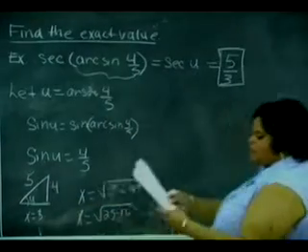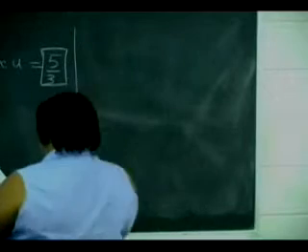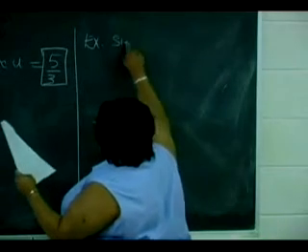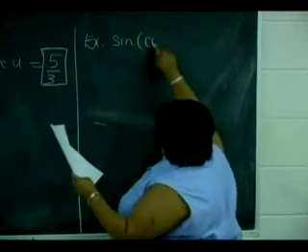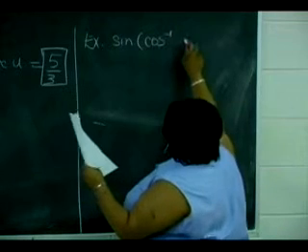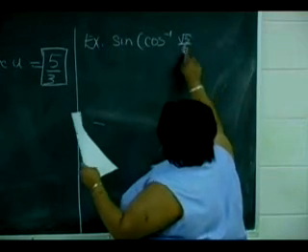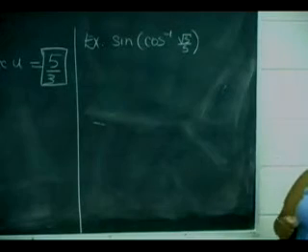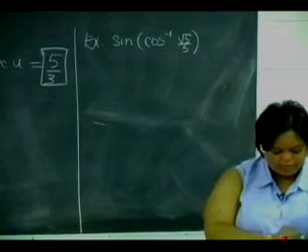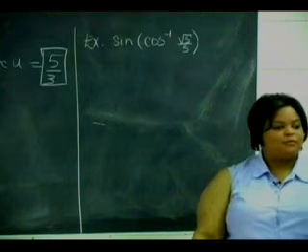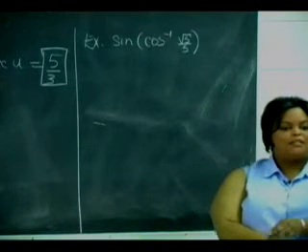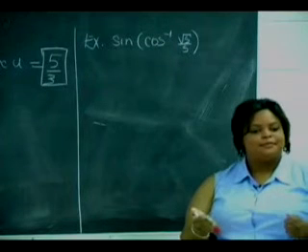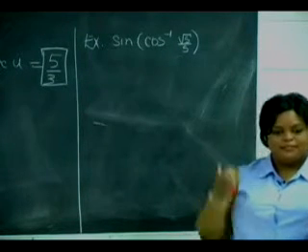Let's look at another one. Let's find sine of cosine to the negative first, which is another way of saying what, class? Arc cosine. Okay? So, how would I start this problem? And I want an exact value. Can't use my calculator. U equal arc cosine.